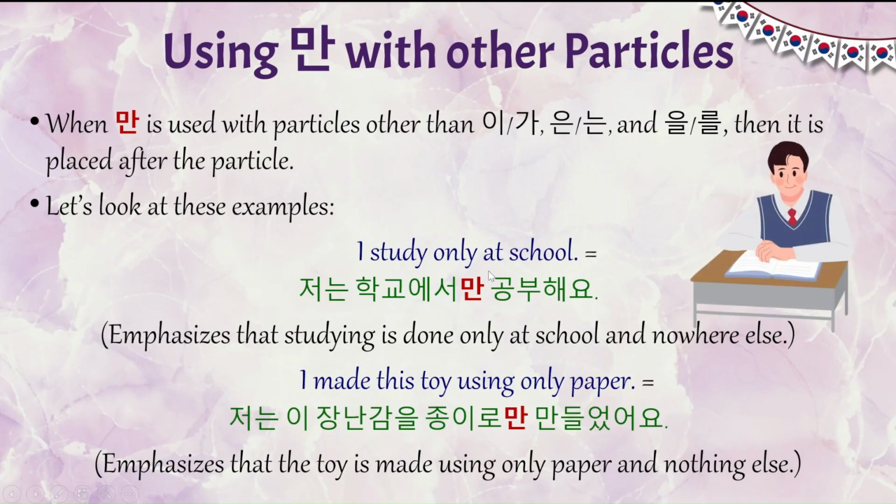I study only at school. It means that studying is done only at school and nowhere else. So you have to attach man to school. Now in Korean, this sentence is 저는 학교에서만 공부해요. I is 전 and 학교 is school. To study, 공부하다, present tense 공부해요. This much is clear? Okay.